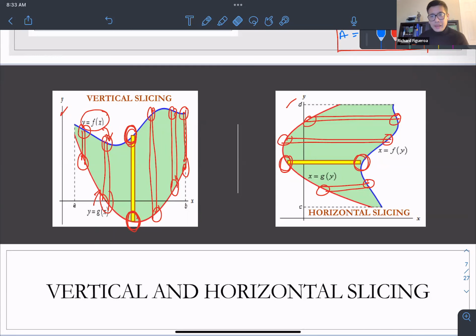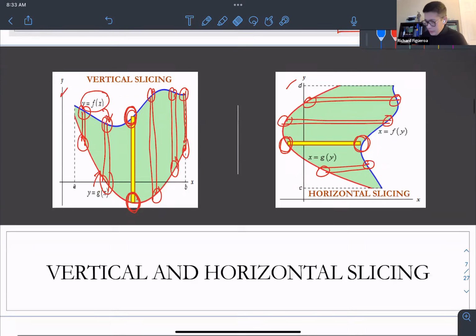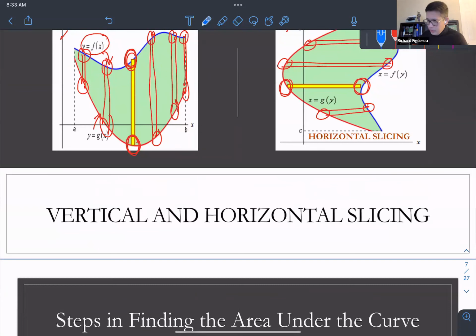But there are cases where horizontal and vertical are both possible. Like for example, let's say the two parabolas.